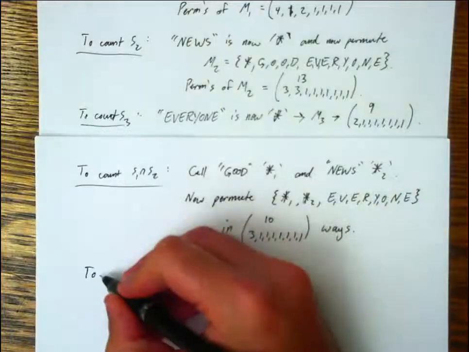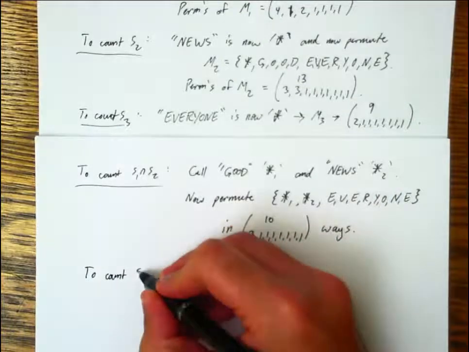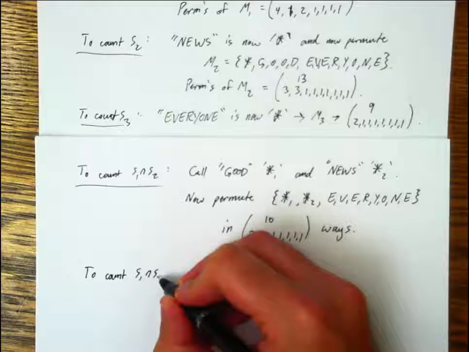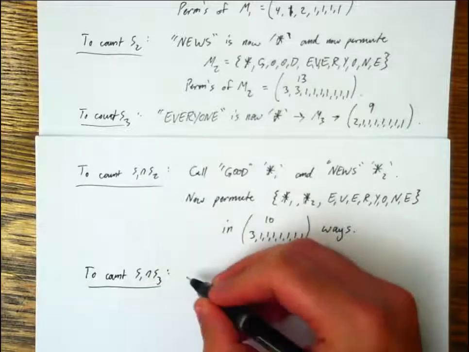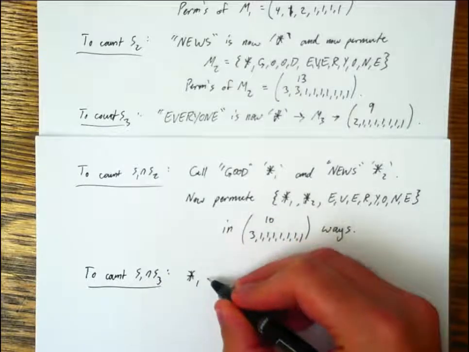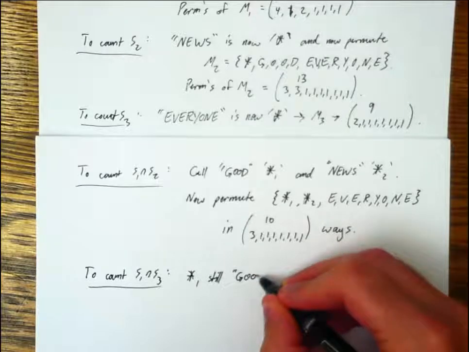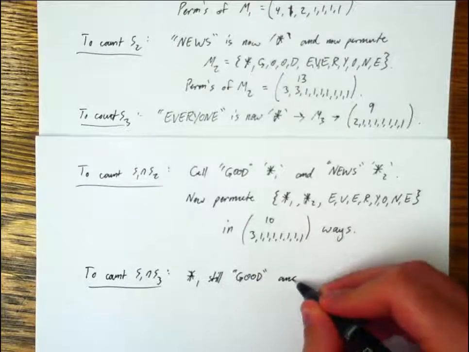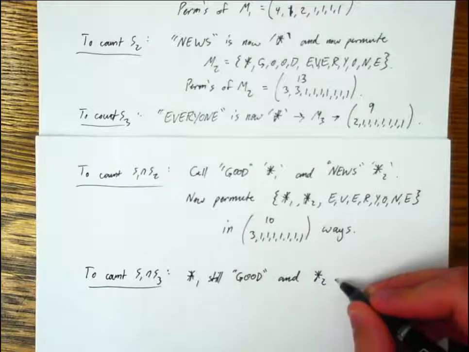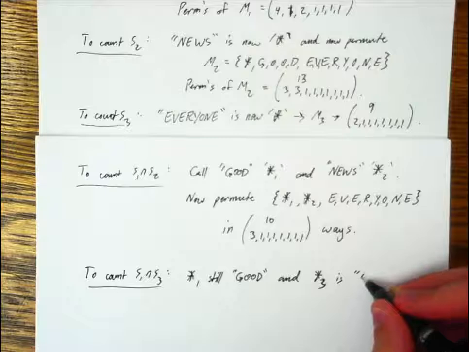Cool. Similarly, count S1 intersect S3 using the same method. Star 1 is still good. And star 2, or star 3 now, is everyone.